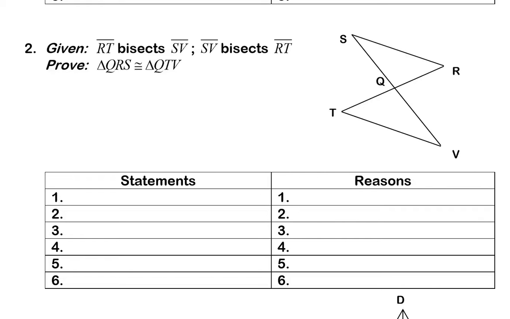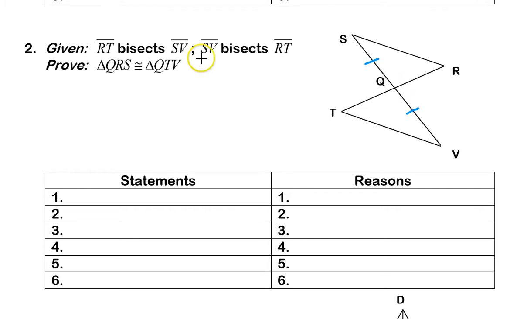All right, let's look at a second one here. So let's look at our given statements. It says that RT bisects SV. So let's look over here. RT right here is bisecting SV, this one. So it's cutting SV in half. So we could mark that this side has to be congruent to this side, SQ to VQ.